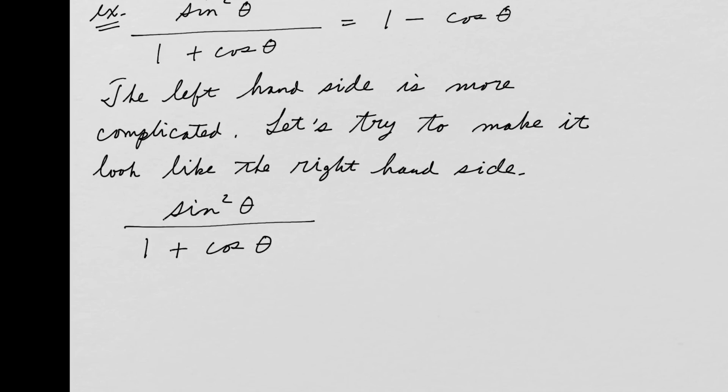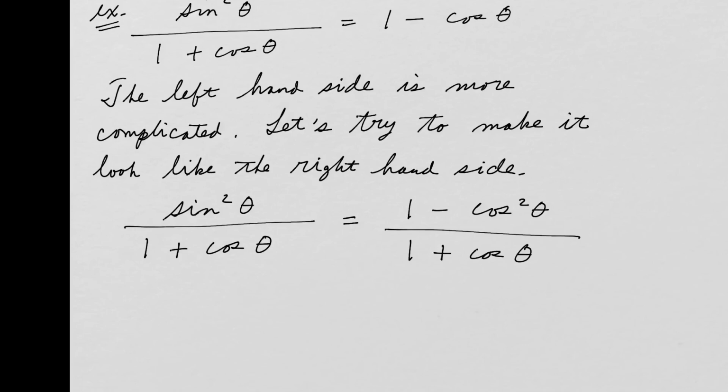Well, since there's no sines at all in that right-hand side, I probably want to see if I can replace the sine squared with a bunch of cosines. Well, I do know a relationship, right? Remember the Pythagorean identity says that sine squared is 1 minus cosine squared. So I could replace the sine squared on top with 1 minus cosine squared of theta. That comes from the Pythagorean identity, okay?